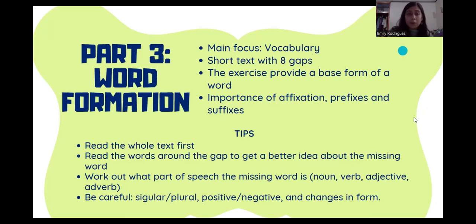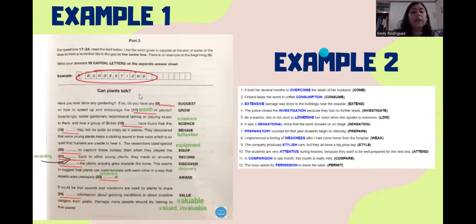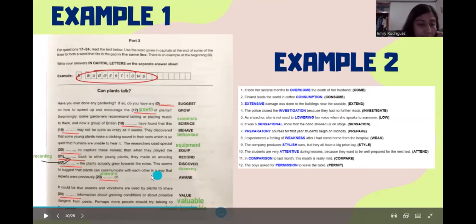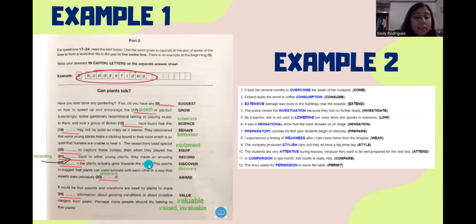So here we have some examples of how we can use this. Let's say in example number 1, we have number 17, how to speed up and encourage the growth of plants. We don't know the context about this text, but we know that we have an article before the gap. So we know that it's a noun, because always before a noun, we have an article. So in the case of grow, we have to add th to make it a noun. Also the case of, for example, number 22, that is discovery. They made an amazing discovery. How do we know that it is a noun? Because we have an adjective first, so we know that it is a noun, the amazing discovery.